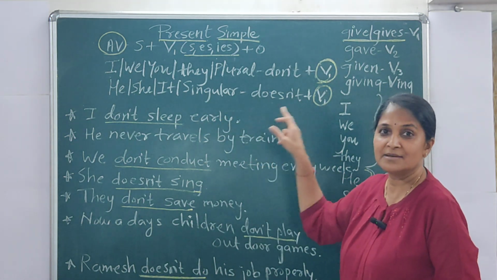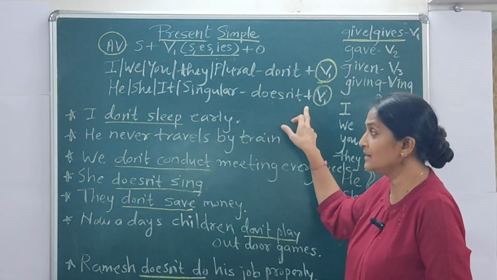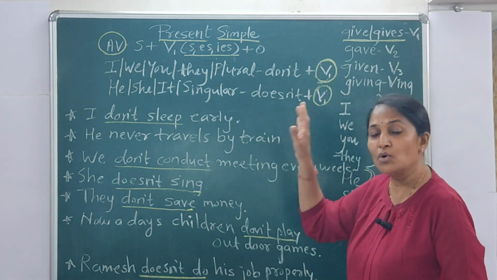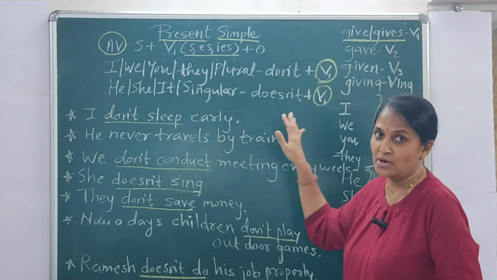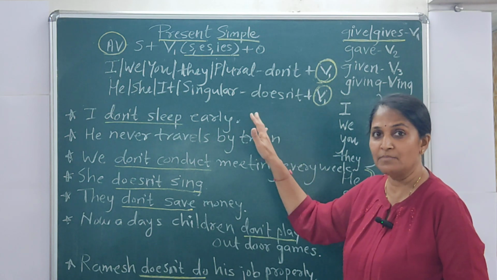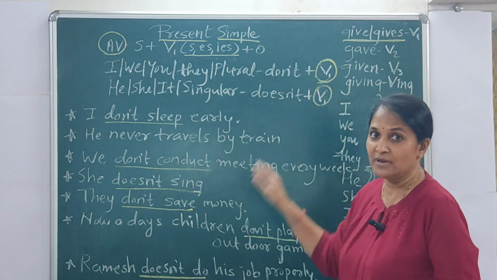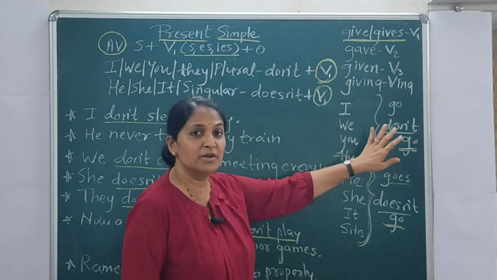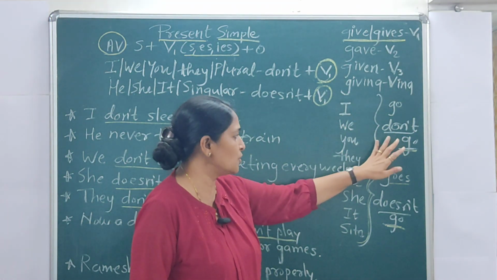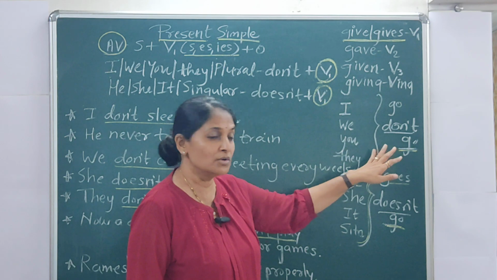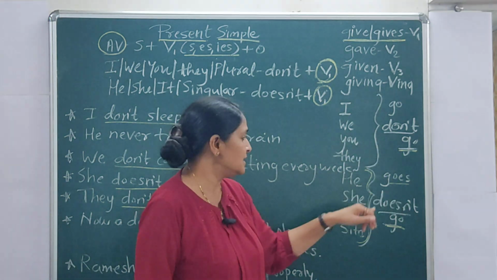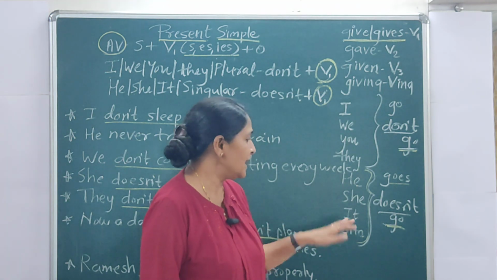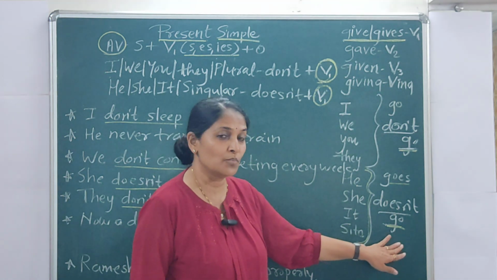So she cooks, she doesn't cook, right? He writes, he doesn't write. Ramesh goes on time, Ramesh doesn't go on time. He helps everybody, he doesn't help everybody. Again, see. I go, I don't go, we don't go, you go, you don't go, they go, they don't go. He goes, he doesn't go. She goes, she doesn't go. And Sita goes, Sita doesn't go.